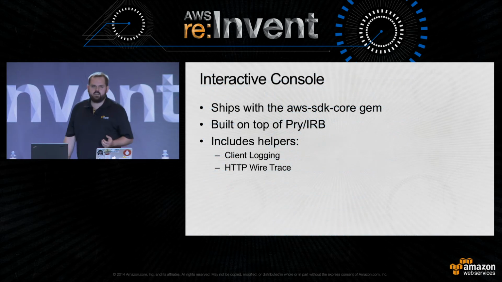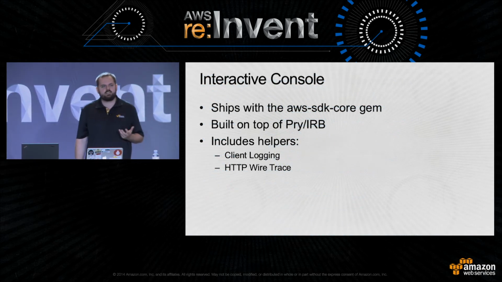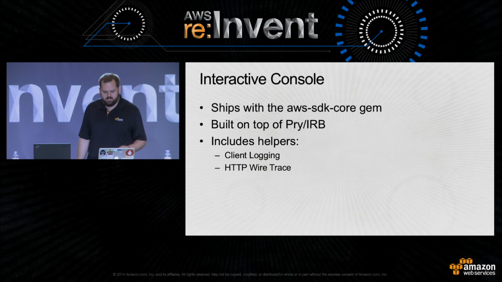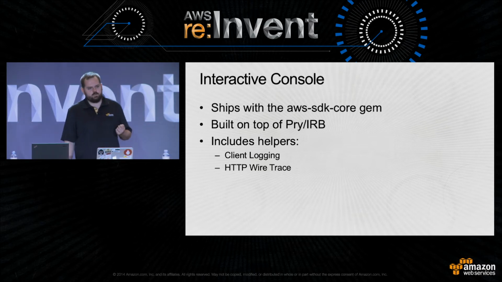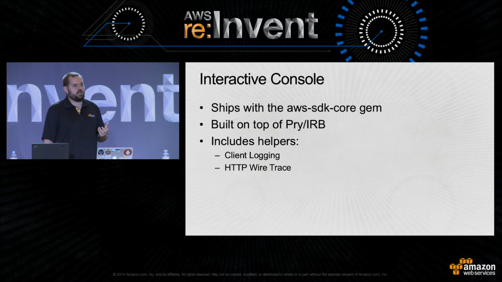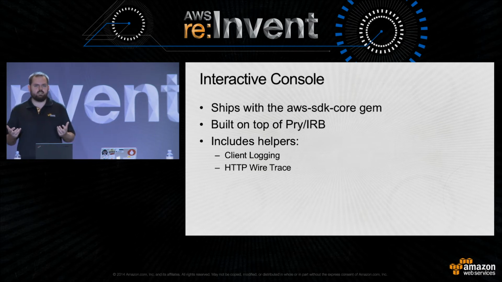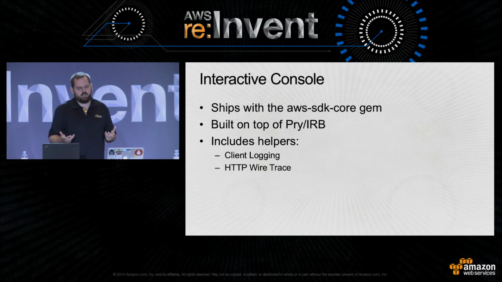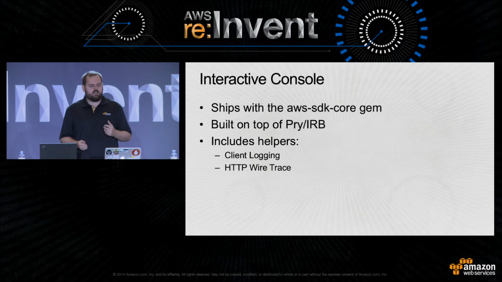We also provide an interactive console. This existed in V1, but it's worth checking out again in V2. So it ships with the core gem. If you have resources as well, it will pull it in for you. It's built on top of Pry, or if you don't have Pry on your machine, it will automatically fall back to IRB. We also have helpers for client logging and HTTP wire tracing, which is definitely cool to check out.